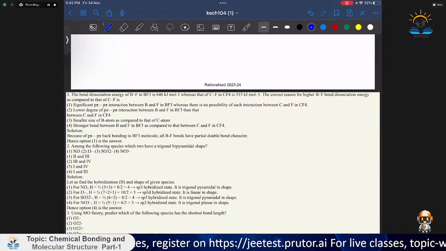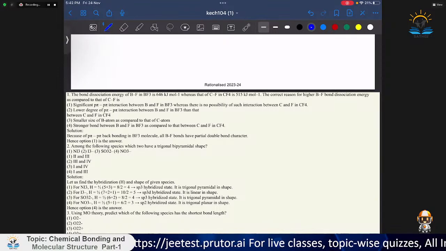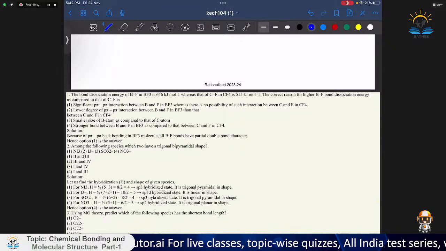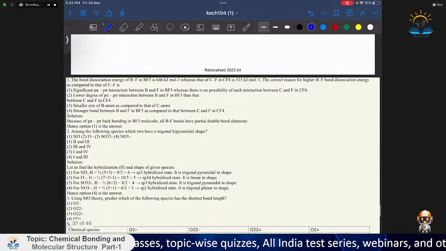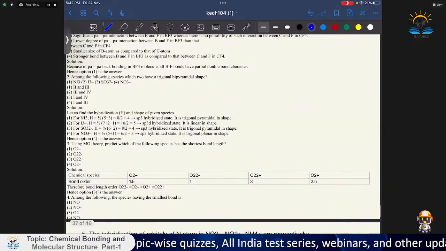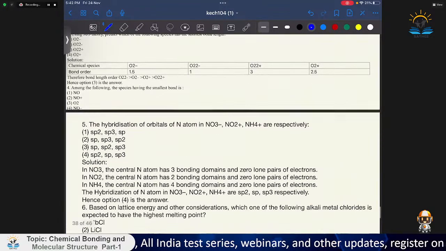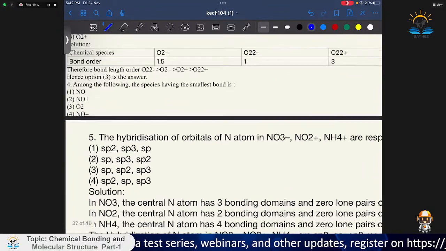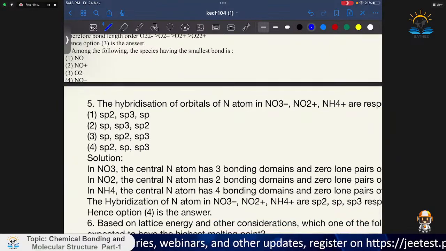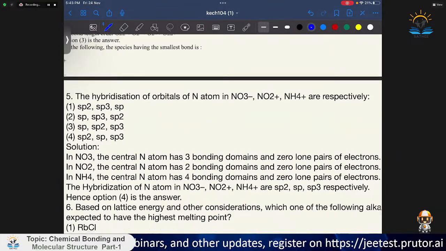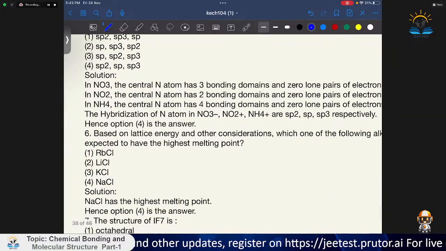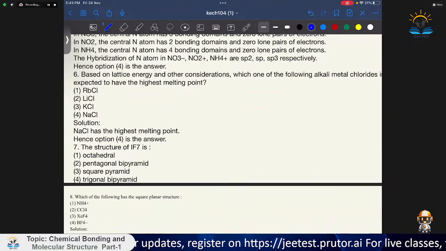First question says the bond dissociation energy of BF3 is higher, whereas in CF4 it is less. Correct for higher B-F bond dissociation energy. Okay, this is not a question for us, so we'll go to the next question. This is also not our question. Question number 3 is molecular orbital theory, leave it. Question number 4 we can solve: which of the following has the small bond? This is also molecular orbital theory. Question number 5, 6. Let us solve question number 6.